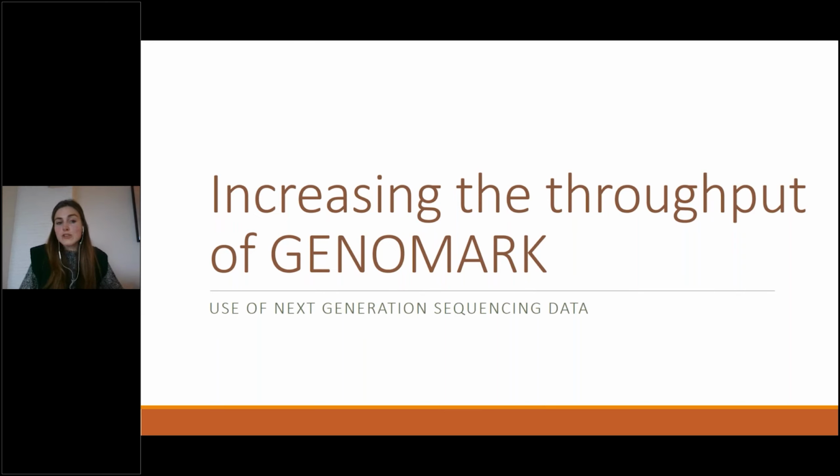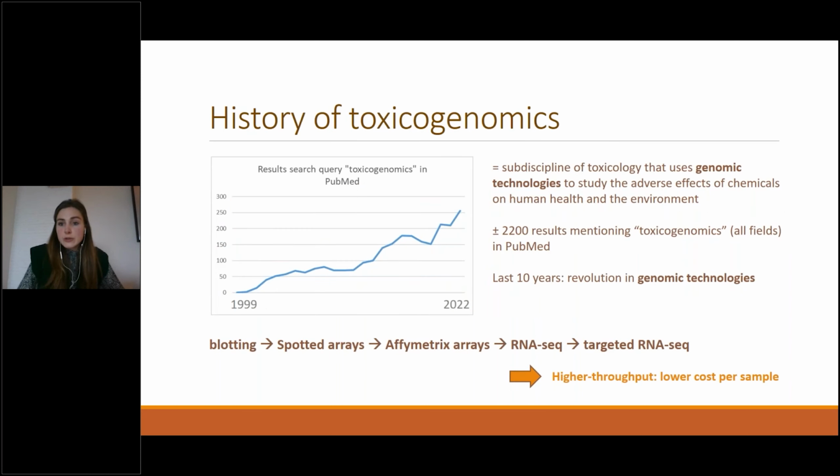And therefore, we also wanted to investigate whether we could increase the throughput of GENOMARK using next generation sequencing data. Next generation sequencing is part of the genomic technologies that we use in toxicogenomics, which is a subdiscipline of toxicology to study the adverse effects on human health and the environment. I was looking into PubMed, for example, for the search query toxicogenomics, and here I found an amount of 2,200 results mentioning toxicogenomics in all fields in PubMed.